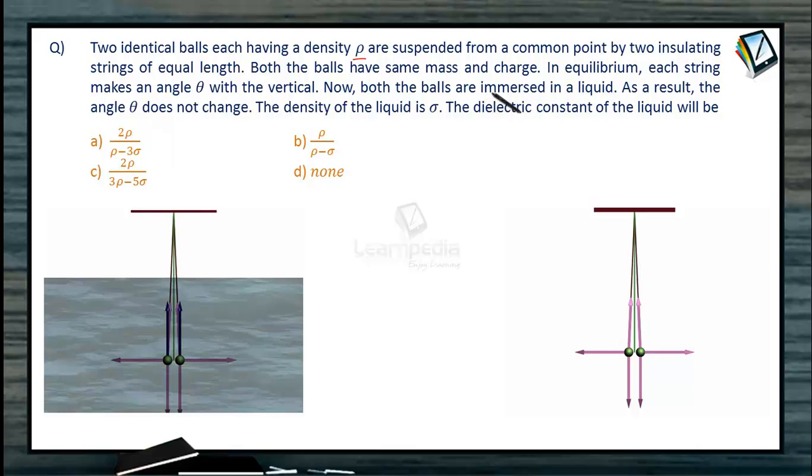Now, both the balls are immersed in a liquid. As a result, the angle theta does not change. The density of the liquid is sigma. The dielectric constant of the liquid will be? Because of the dielectric constant, the force between the charges is going to get affected, and due to the liquid, one more thing is going to come into the picture, the buoyant force.